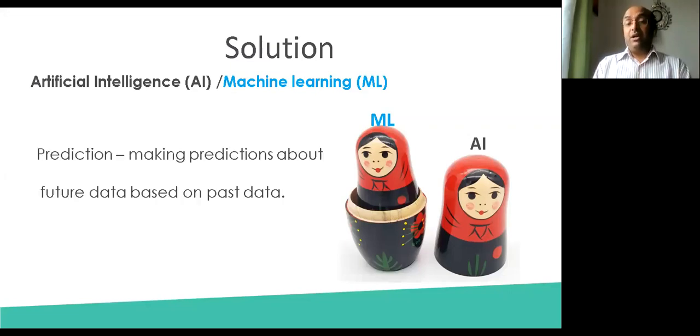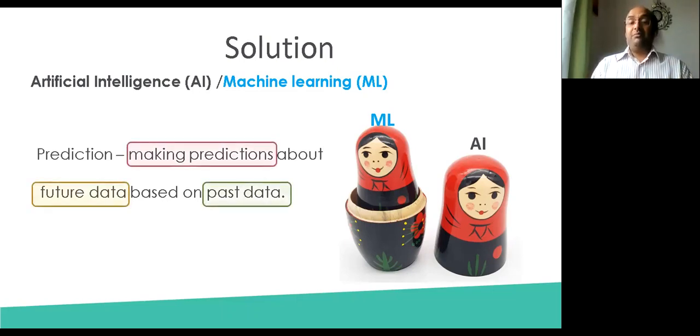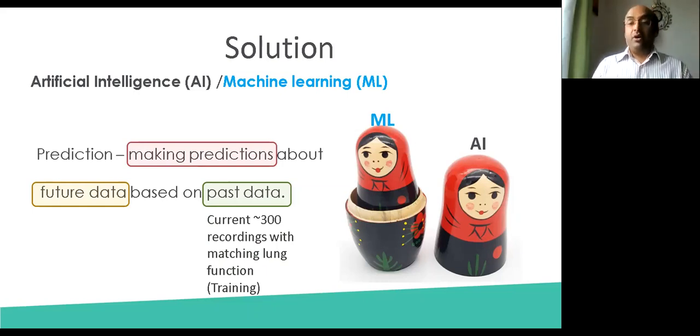AI or machine learning has two functions. One of them is prediction. Machine learning tries to make predictions about future data based on past data. So there are some buzzwords here: making predictions, future data, past data. Where do we stand in this sentence? For us, the past data is all our recordings with the matching lung functions.